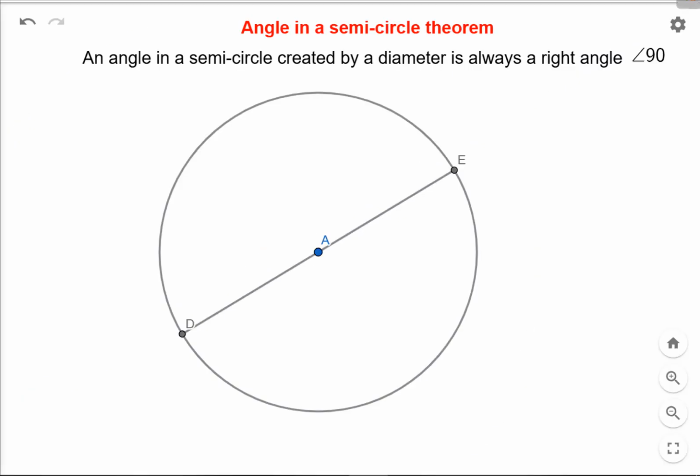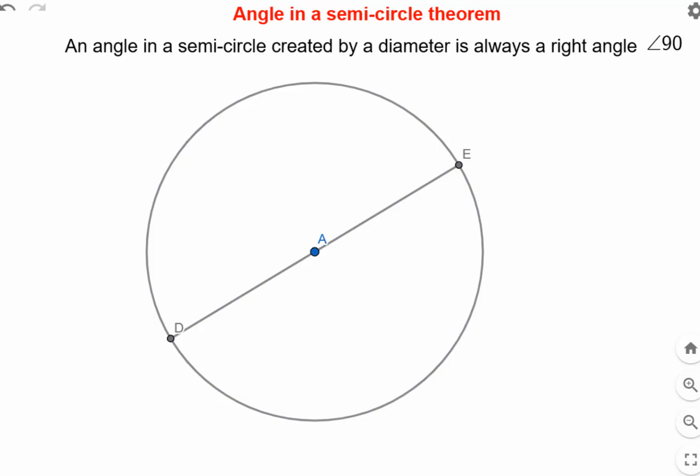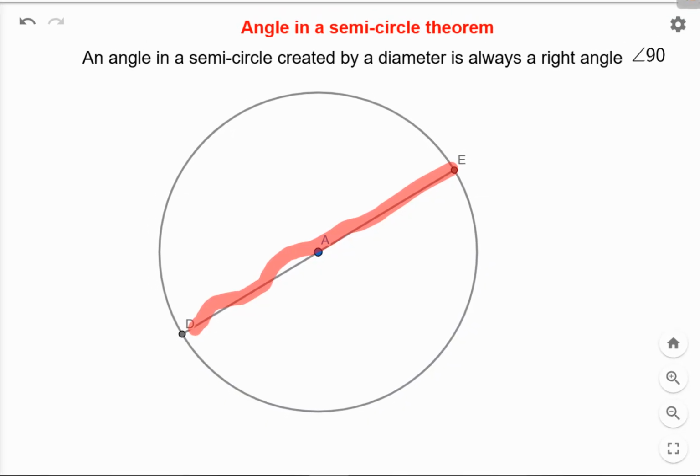Alright, we have our diameter that has divided the circle into 2 equal parts. You can clearly see that it's passing through the center. So once it passes through the center, this line, which is DE, can be described as a diameter.